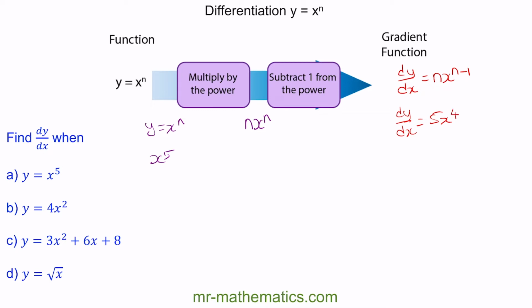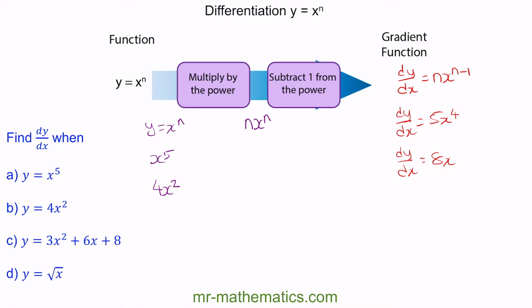So for our next one, if we've got 4x squared, again, we multiply by the power, so we multiply the 2 by the 4, so dy by dx becomes 8x, and then we take away 1 from this power, and 2 take away 1 is 1, and then x to the power of 1 we write as x. So for question B, when y equals 4x squared, this becomes 8x.